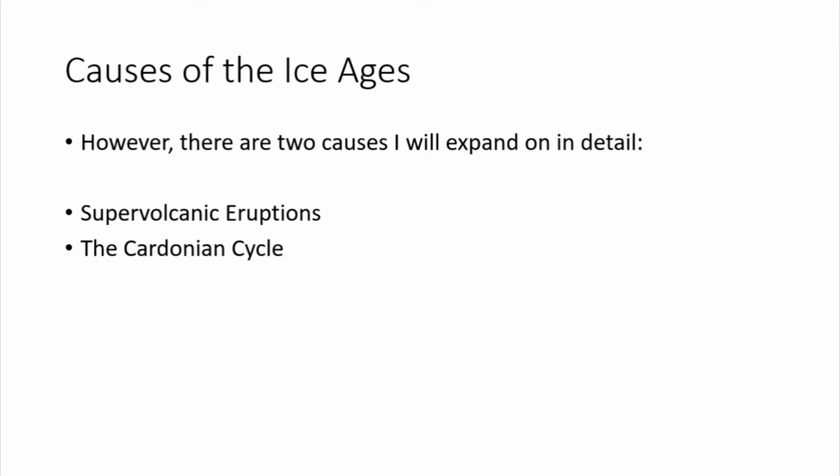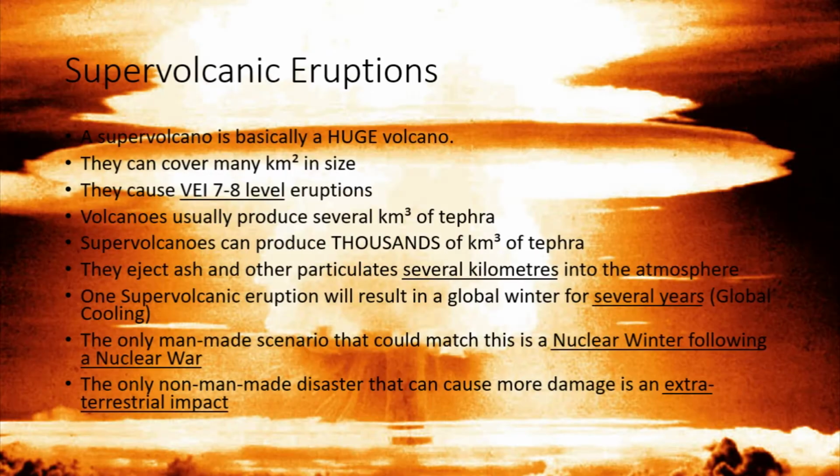There are two more that I'm going to go into detail on because although they didn't happen in the Little Ice Age, they did happen a lot in the Ice Ages. So we've got the supervolcanic eruptions and the Caledonian cycle. Supervolcanic eruptions are caused by supervolcanoes, obviously. Supervolcanoes are freaking huge volcanoes. They can cover many kilometers in area. They are that big. They cause VEI 7 to 8 level eruptions, affecting the whole planet.